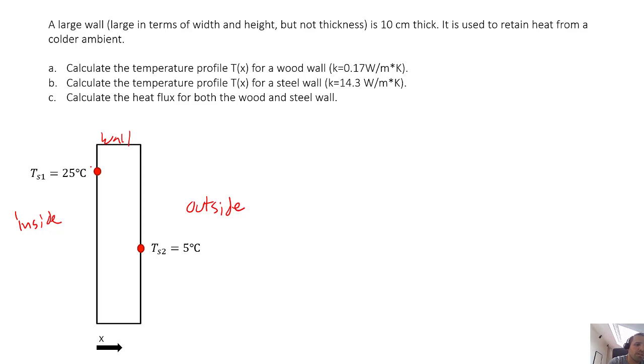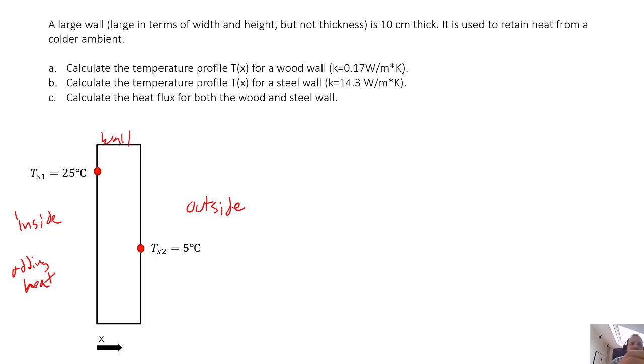So you might be adding heat in here through your furnace, and you're trying to keep the inside warm. So we're asked in part A, calculate the temperature profile for a wood wall, and then in B, calculate the temperature profile for a steel wall, and then finally calculate the heat flux for both the wood and the steel.